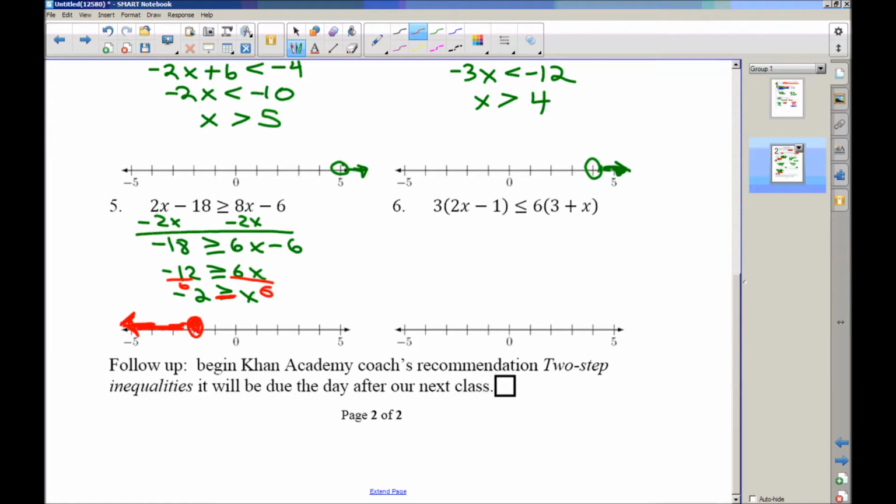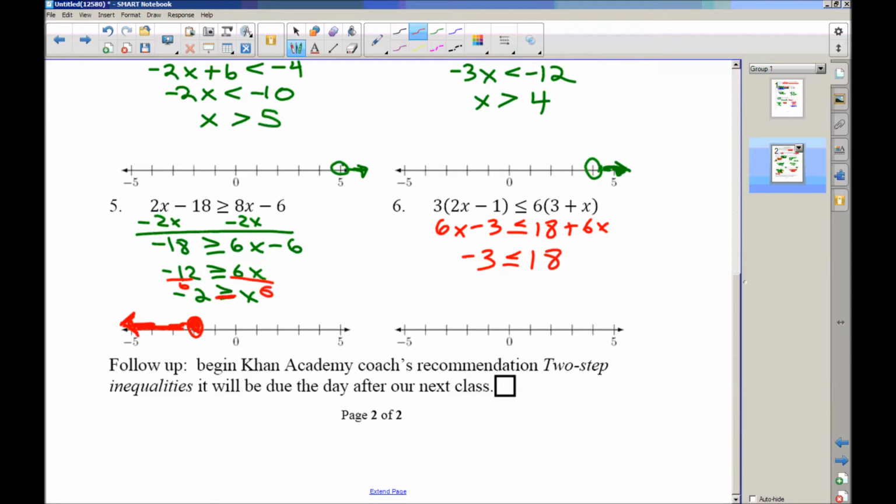All right, our last one. First, I distribute. I get 6x minus 3 is less than or equal to 18 plus 6x. I get all my x's on the same side. So let's see, if I subtract 6x from both sides, I'm left with negative 3 is less than or equal to 18. All right, well, where did all the x's go? They're gone. So this is a special one.